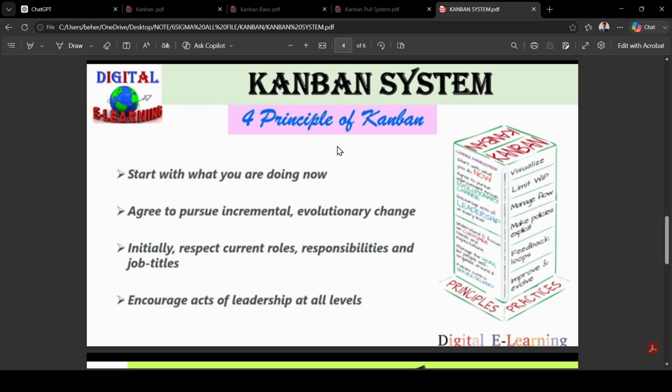Start with what you are doing now. Agree to pursue incremental, evolutionary change. Initially respect current roles, responsibilities and job titles, and encourage acts of leadership at all levels.